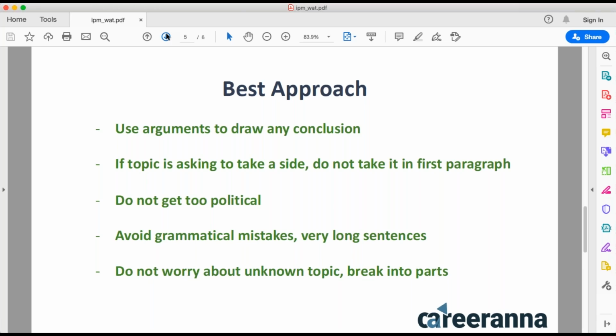If you write in correct grammar, you will not get extra marks. But if you write with incorrect grammar, you will lose marks. Remember this. And one of the best things which we always say to avoid grammatical mistakes is to write shorter sentences. Do not write very long sentences.